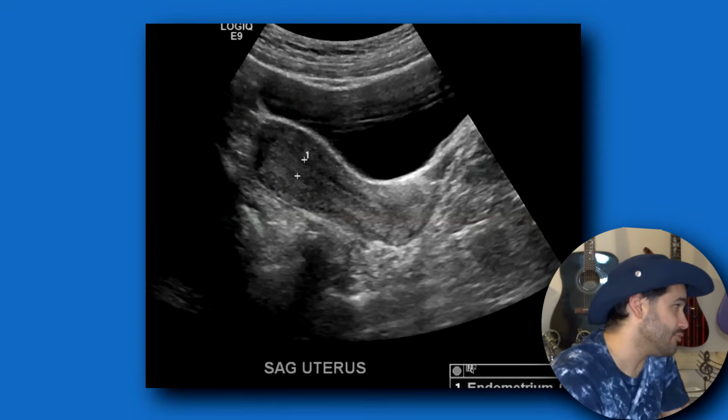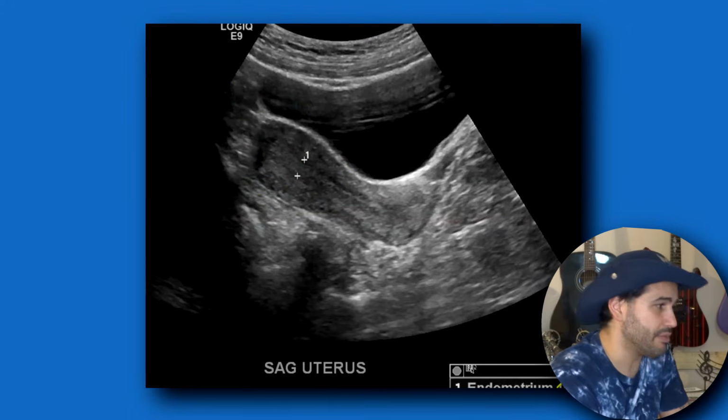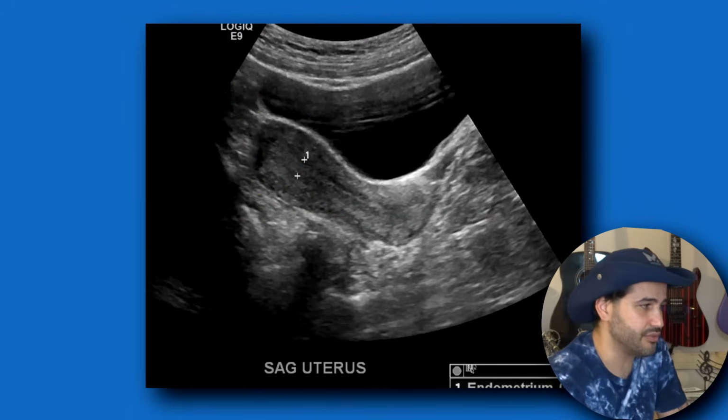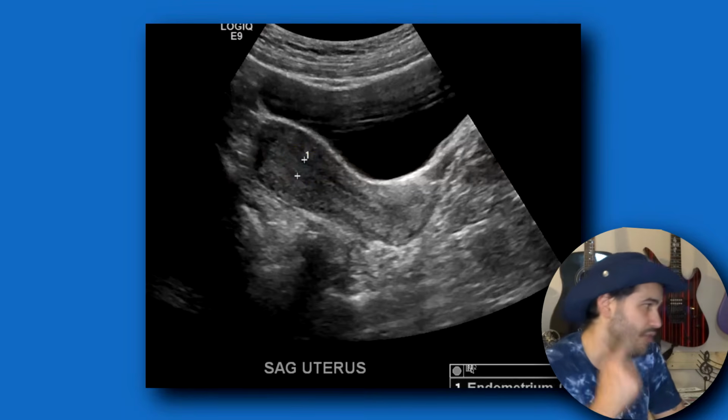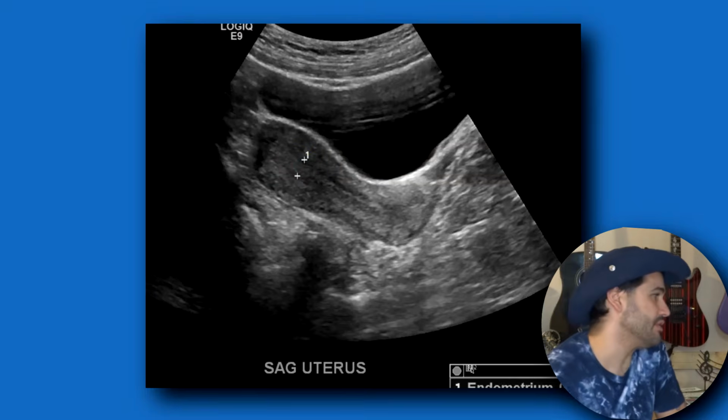Then you can measure the endometrial stripe. This one's measuring about 0.76 or 8 millimeters. Here you can see I'm over measuring slightly. Typical endometrium is usually under 16 millimeters.